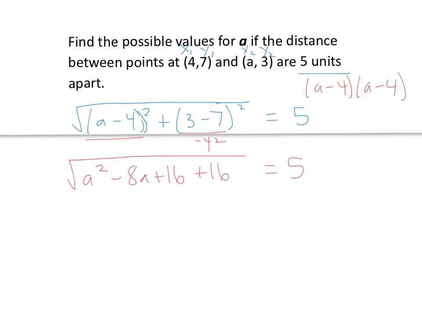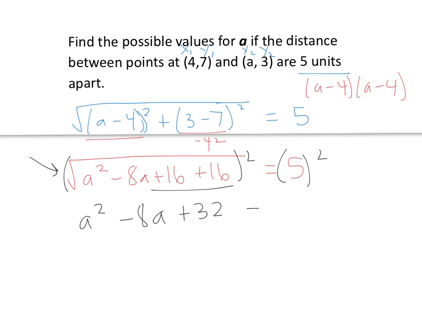Now I want to get rid of that square root on the left-hand side here. So how do I undo something that's being taken the square root of? Well, I square it, so I must square both sides. And when I square something that's being taken the square root of, those two operations cancel out, and I'm left with a squared minus 8a. Combine my 16s and get plus 32 equals 5 squared, which is 25.